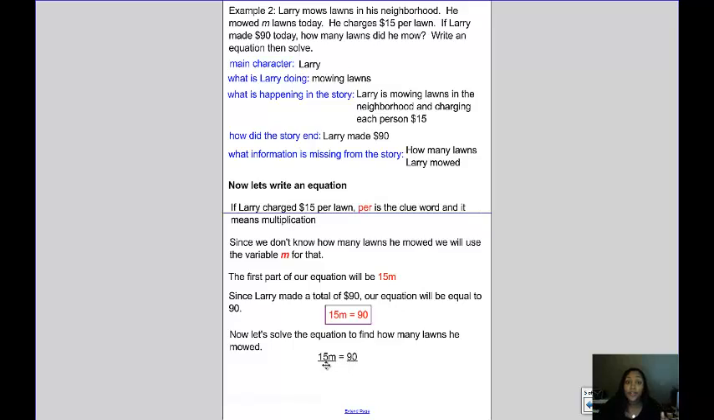So when we look at this equation, we first want to write our equation, 15M equals 90. And because 15 is being multiplied by M, that means we now need to get the variable alone by doing the opposite. So to do the opposite, if it's multiplication, we have to use division. So we're going to divide by 15 so that M can be alone. And remember, whatever you do on one side, you have to do on the other side. So we'll even divide the other side by 15. Those 15s will cancel out, and that leaves us with M, and then 90 divided by 15 gives us 6. So what that means is that Larry mowed 6 lawns today.